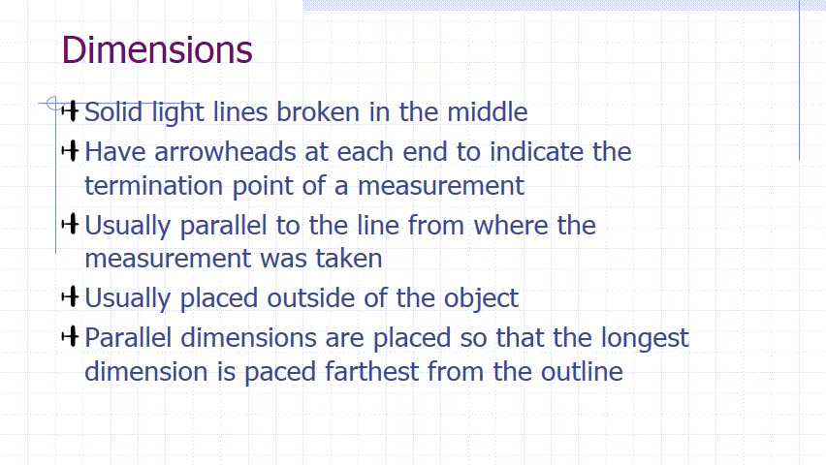Dimension lines are light, fine lines with an arrowhead at each end to show the measurements of the main object lines.